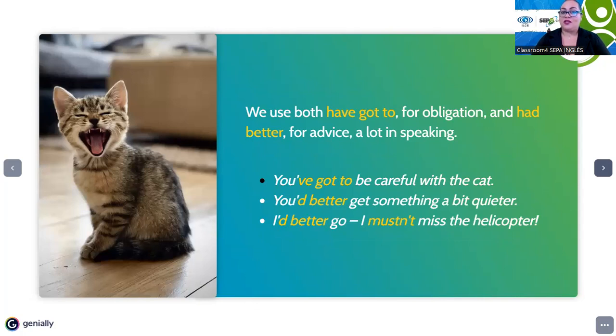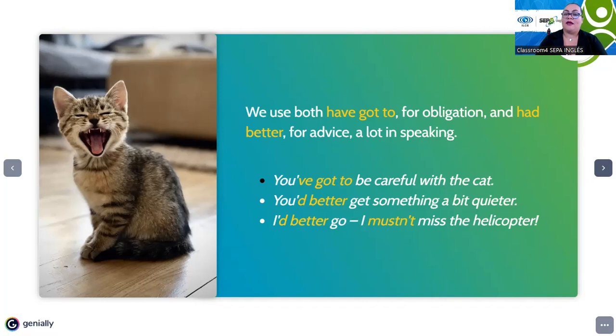Let's pay attention. You've got to be careful with the cat. You'd better get something a bit quieter. I'd better go. I mustn't miss the helicopter. I'd better. Yo mejor could be in Spanish. If I translate, could be yo mejor, yo preferiría, o yo mejor hago esto, yo mejor hago lo otro, okay? Maybe something like that, because in Spanish the sense is different.